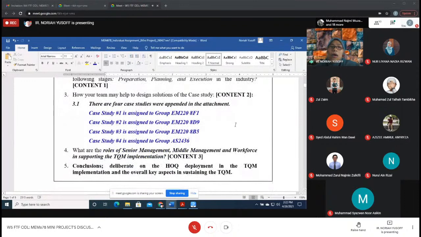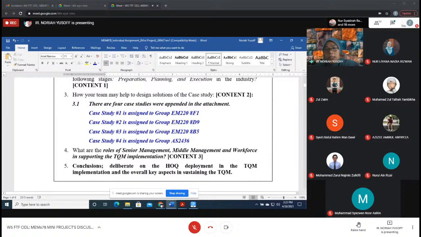So how your team may, in this case, you yourself, say you are heading a team, because this is an individual project, say you are heading a team in providing the solution in your organization. So how your team may help to design solutions of the case study. So that will be in content number two.